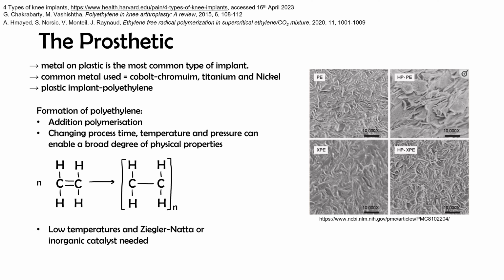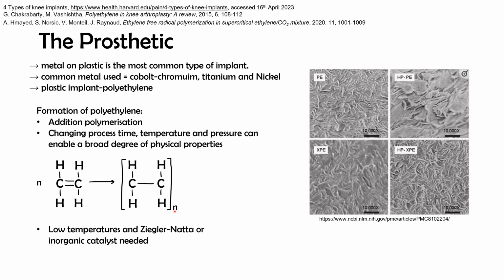There are multiple types of prosthetic you can have. Metal and plastic is the most common type of implant. It features a metal femoral component that's placed on top of a polyethylene plastic spacer attached to the tibial component. The metals commonly used include cobalt, chromium, titanium, and nickel.